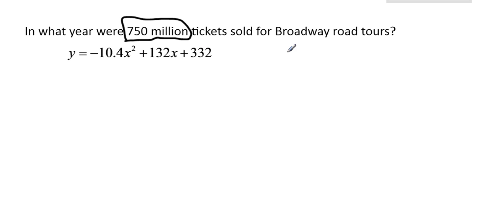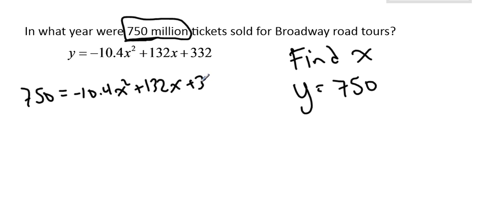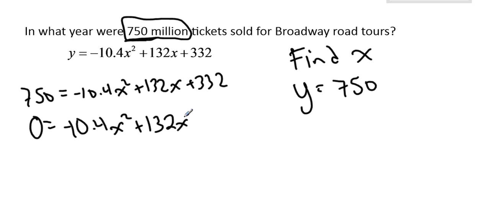So in what year? Find x, because x represents number of years, and y represents number of tickets. So 750 million, we're going to let y be 750, and we're going to solve for x. So we sub 750 into the equation, and then we're just going to do this math. I'm going to make it equal to 0 so that I can decide what method I want to use. We always have to make them equal 0 in standard form. So subtracting 750, I get negative 418. So here it is in proper standard form.